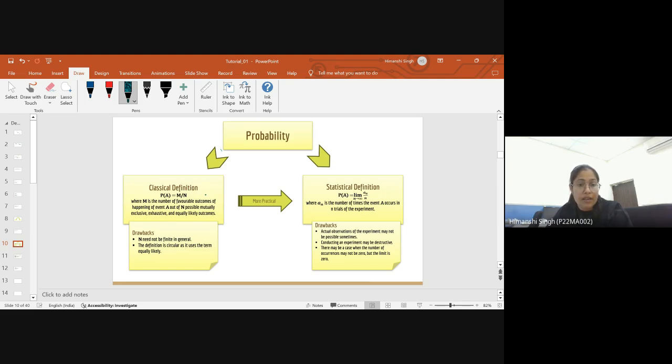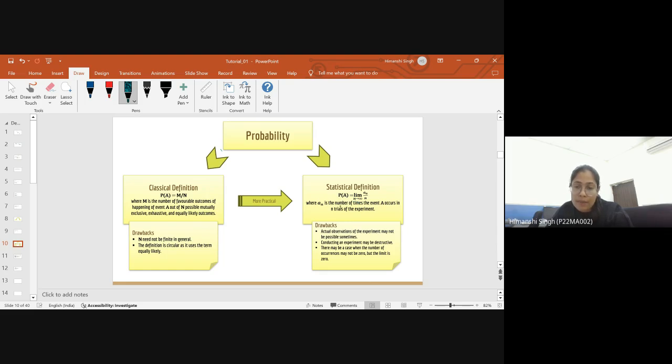But if n is infinite, if the number of observations is infinite, then we cannot use this definition of probability. So apart from this definition, the statistical definition of probability was defined. It was basically depending upon the observation.